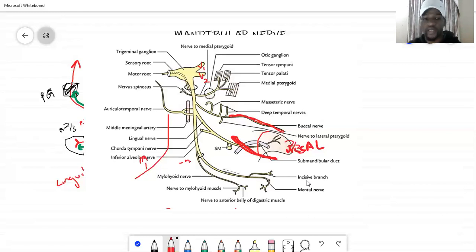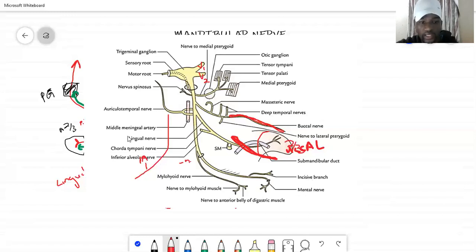And still, remember, guys, I asked you if I should post the video on the Skype because it will be easier for you to understand some branches, just like this one here, of the incisive branch. Because if you don't know the incisive fossa, you can't understand the function of the incisive branch. So yeah, you understand that.